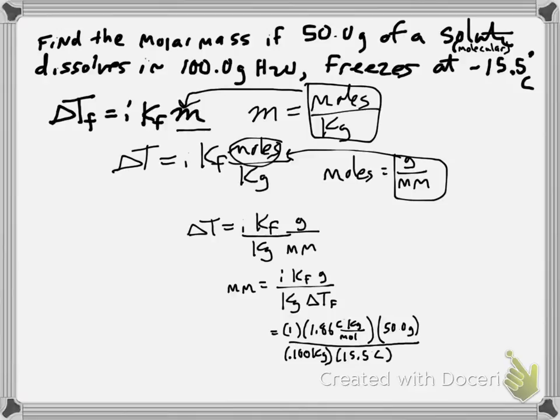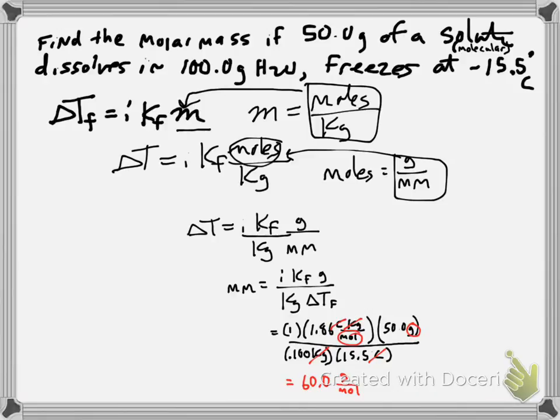So if we look through here and look at our cancellations, we've got kilograms canceling kilograms, degrees Celsius canceling degrees Celsius, and the only units left are going to be grams and 1 over moles. So our units are going to be grams per mole, so we set this up correctly. Now it's just a matter of calculating. So 1 times 1.86 times 50, all over 0.1 times 15.5. We're going to get 60 grams per mole.